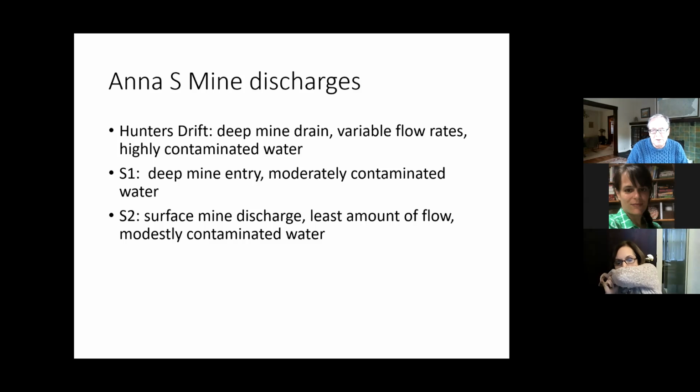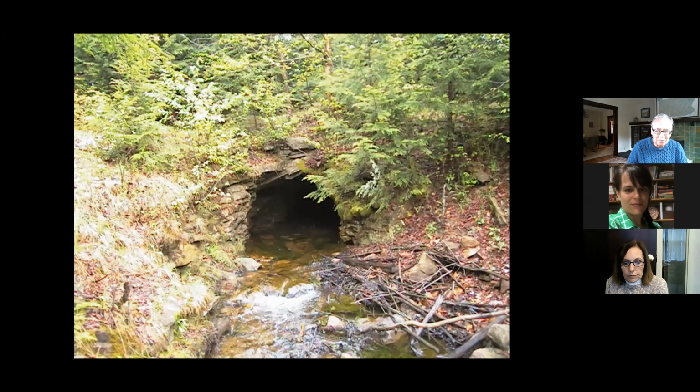There are two entries that were used. So the drift is just to drain water. Then the main entry in the mine is called S1, the S1 entry, and we see bad water coming out of there. And the second entry was the S2 entry, but that got eliminated during the reclamation, during the remining period, but there still is some water coming out of there.